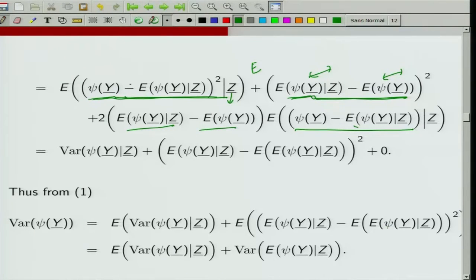Which is the same as, now let us look at what is happening over here. This is psi y, you are taking its expectation with respect to the conditional distribution of y given z, its square, and then you are looking at the conditional distribution of y given z only. So, this is the same as variance of psi y given z, plus this, which is the same as expected value of psi y given z minus expected value of psi y, I write down as expected value of the conditional expectation further. So, this is the same as this whole square.